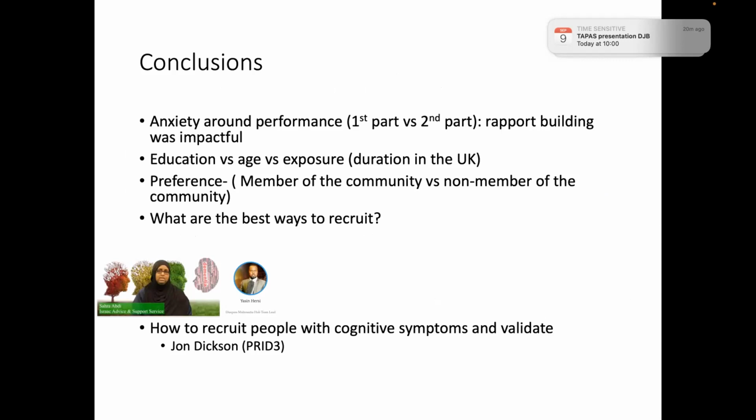There was some preference that some of them would rather do the test with Caleb, because although the Somali population is quite large in Sheffield, it's still a close-knit community. So although the researchers are keeping it confidential, I felt they'd rather do it with a stranger than somebody from their own community. And we're going to explore the effects of education, age, and exposure.